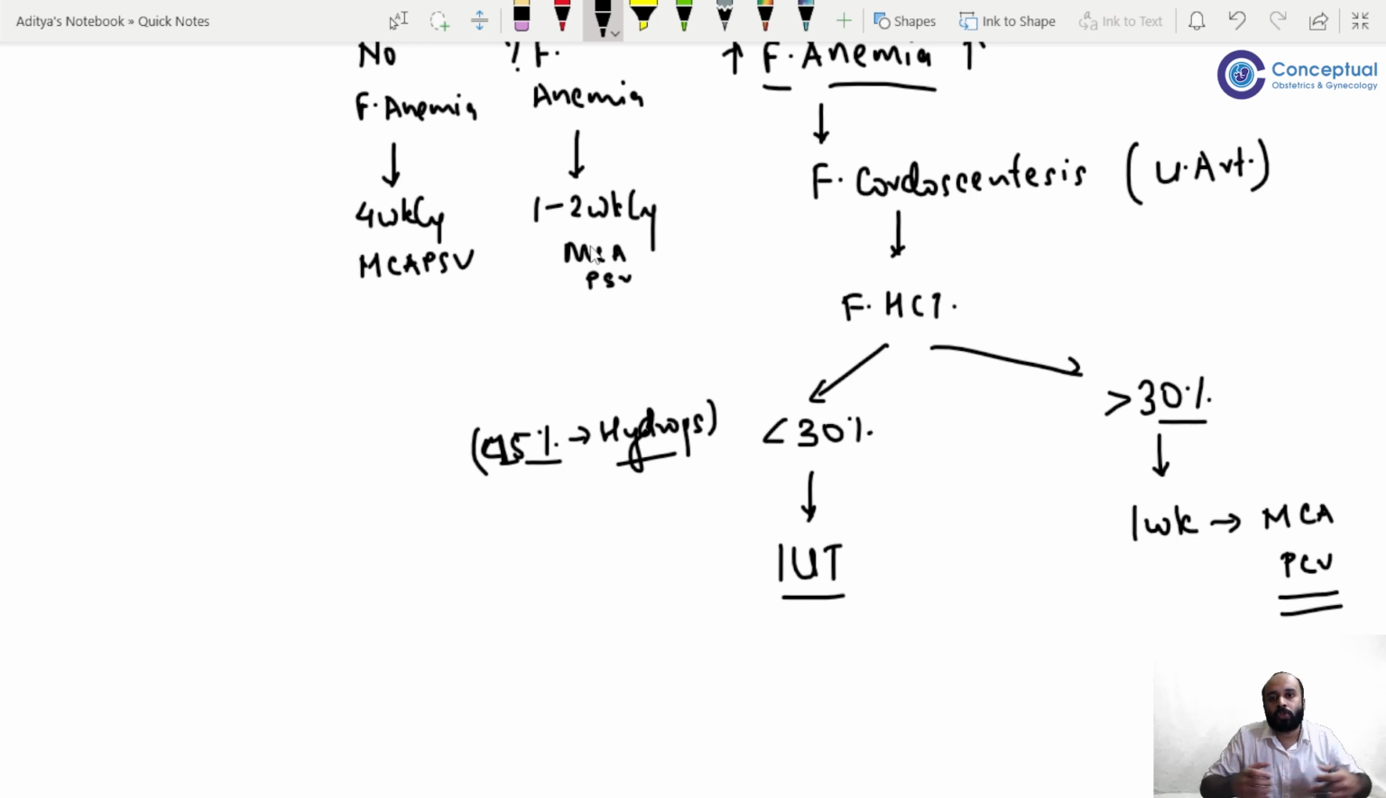What does it lead to? It leads to exudation and transudation of fluid into all the spaces. There is going to be a peritoneal collection, which is ascites. There is going to be pleural effusion. There is going to be pericardial effusion. If there is fluid in any two of these cavities, then we say that the fetus has hydrops. So it mostly occurs when the hematocrit falls below 15%.